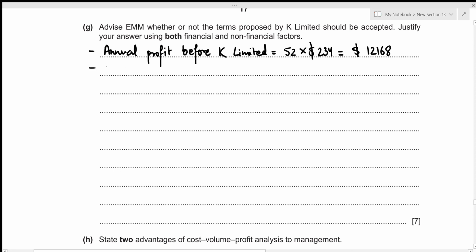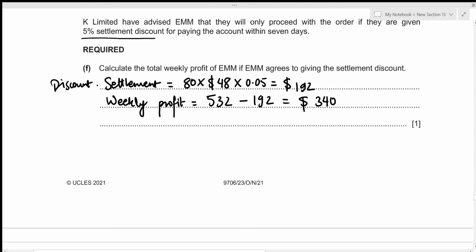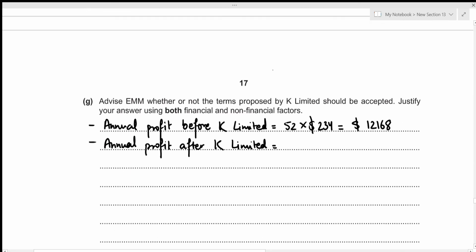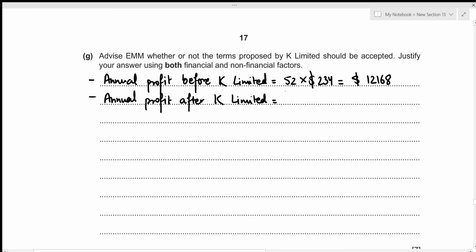Now we need to figure out the annual profit after K Limited. We figured out the weekly profit after K Limited in the above part. So that was 340. In order to figure out the annual profit, we just multiply it with the number of weeks, which is 52. So that's 52 times 340. This gives the annual profit after K Limited to be 17,680.